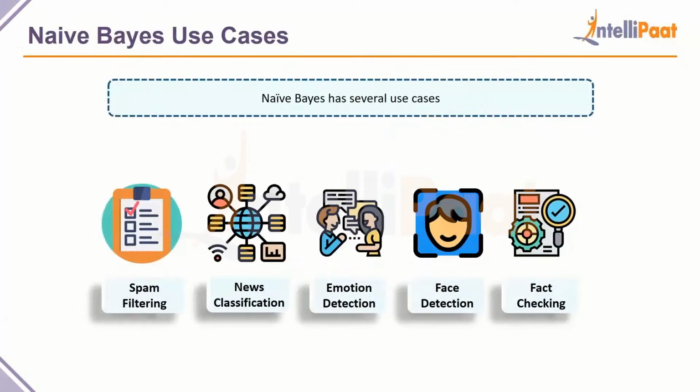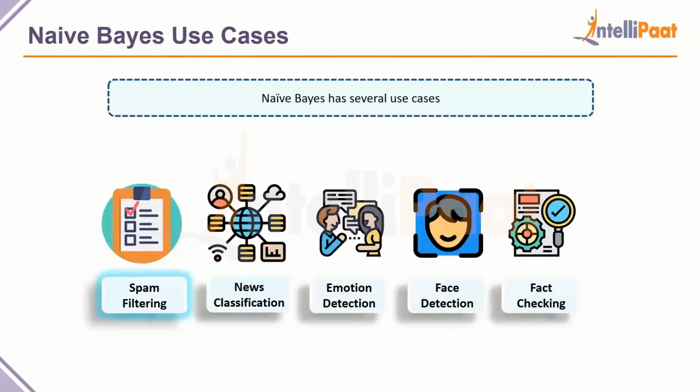As you can see, we have spam filtering, news classification, emotion detection, face detection, and fact checking. In spam filtering, in Naive Bayes, what we do is we calculate the frequency of words and vectorize them. After calculating the frequency of certain words, we check whether or not it's spam, and figure out how the frequency matches up with the thing being spam or not. So that's how you can calculate spam filtering.